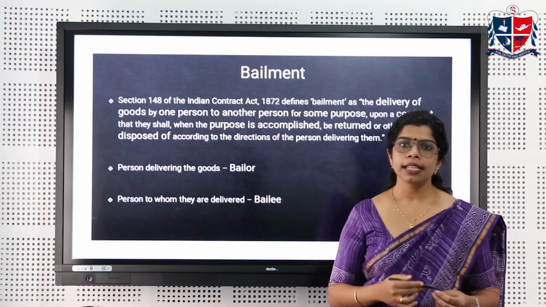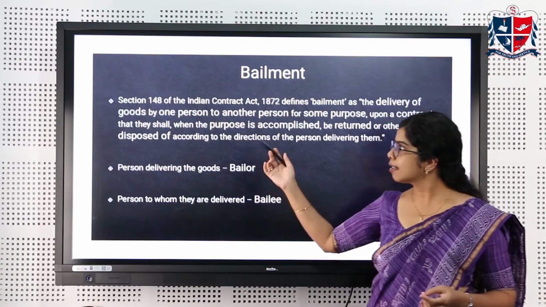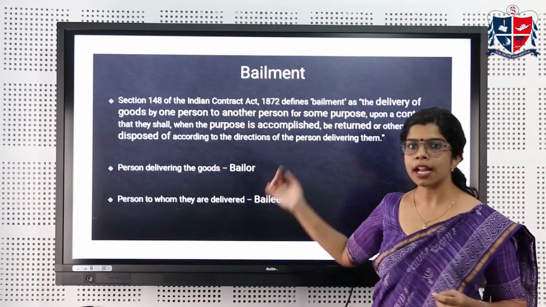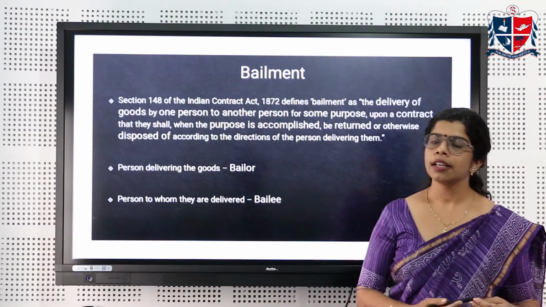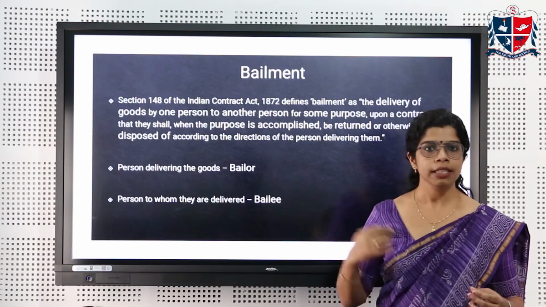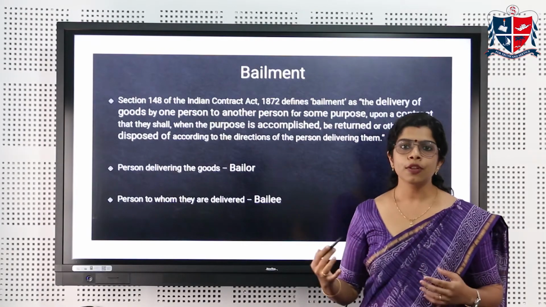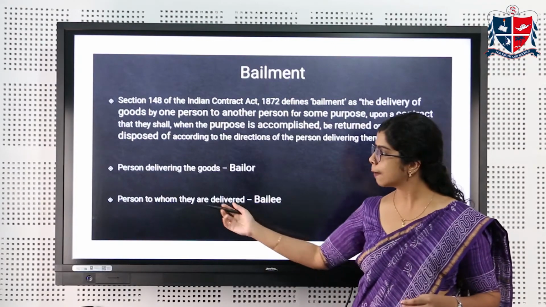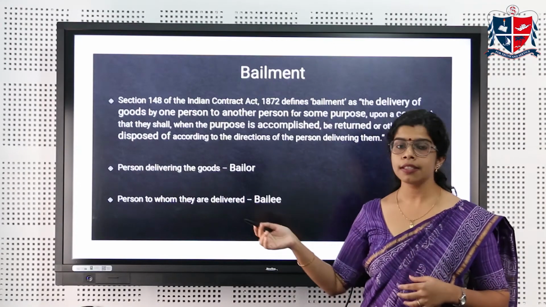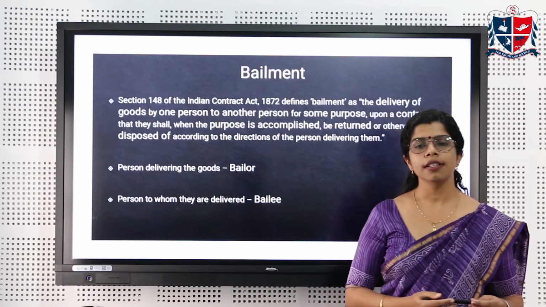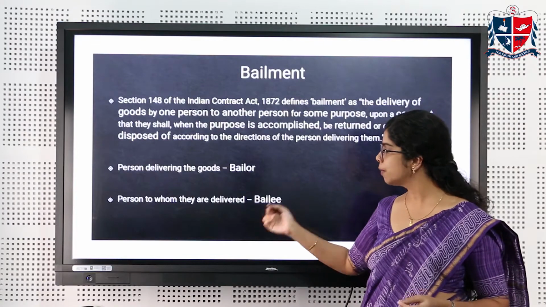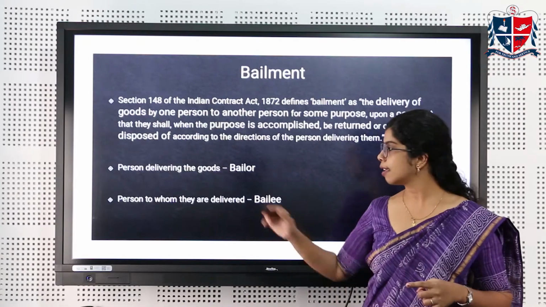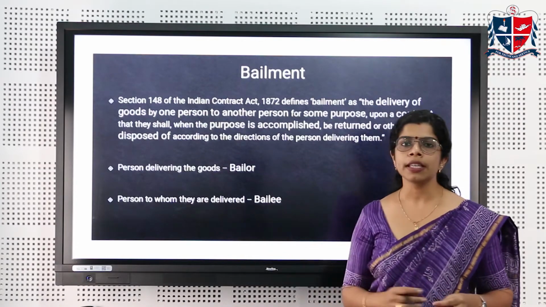If you notice, in this definition itself there are certain highlights to the concept of bailment, which form the essentials of a bailment. We'll be discussing these key points in the coming slides. Before that, let me introduce you to the two main parties of the bailment. In bailment, the person delivering the goods is known as the bailer, and the person to whom they are delivered is called the bailee. So there have to be two people: one is the bailer and the second is the bailee.